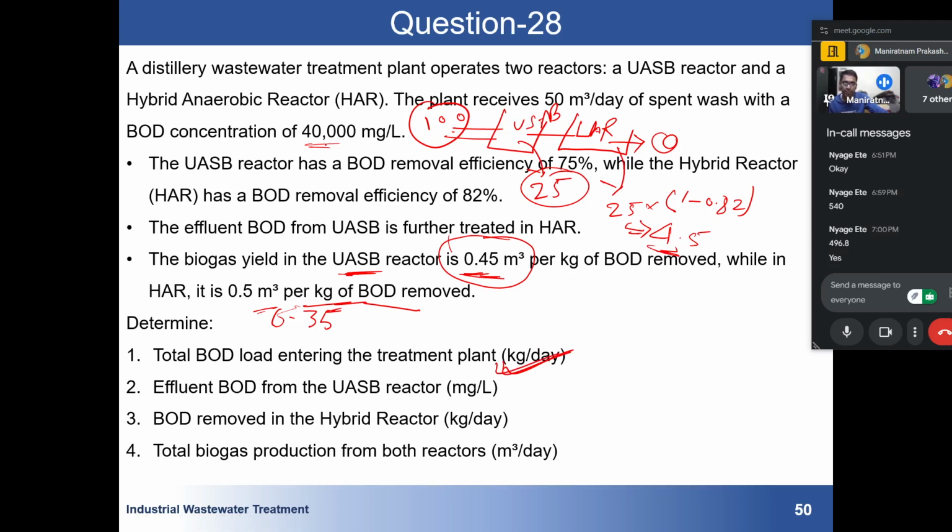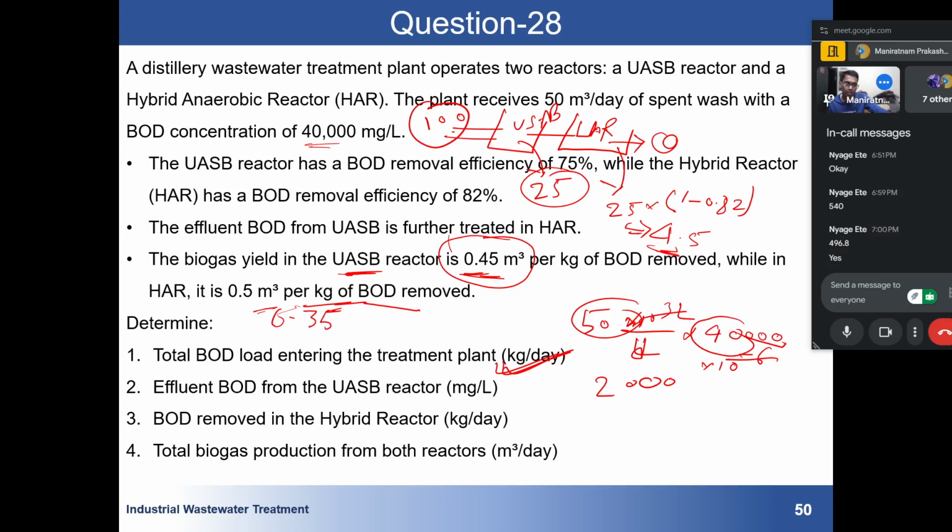As you have to find it in kg, it will be 50 meter cube, or 15 into 10 to the power 3 liter per day, into 40, that is 1, 2, 3, 4 into 10 to the power minus 6. Okay, so this 3 and this will be gone, so it will be 40 into 50.